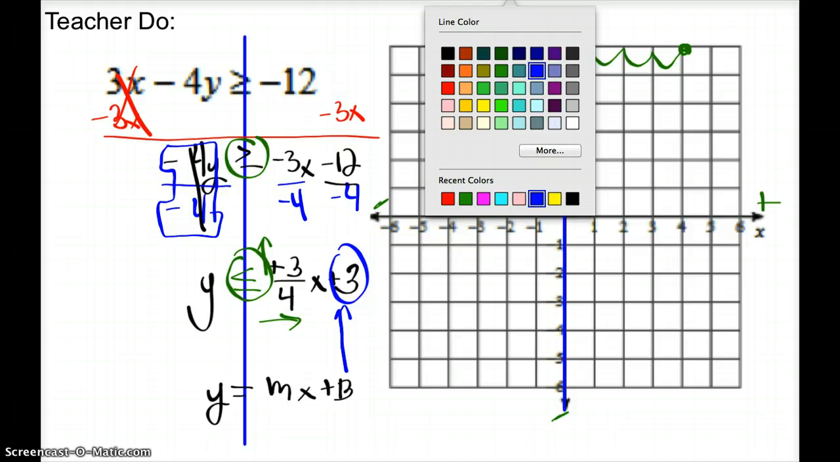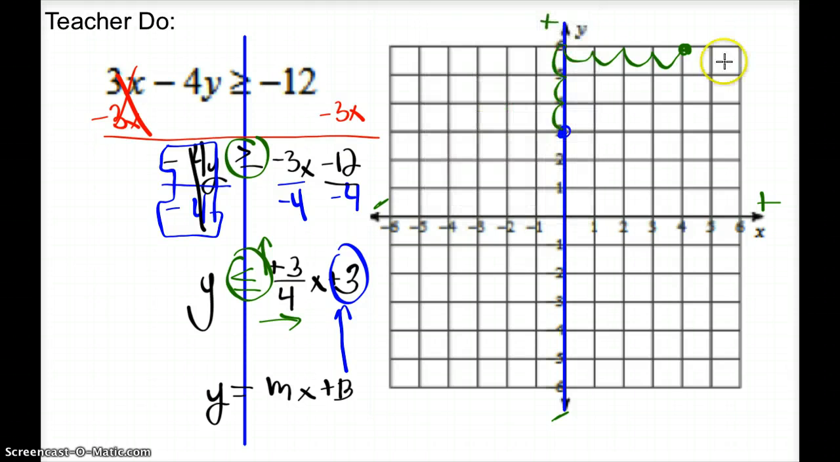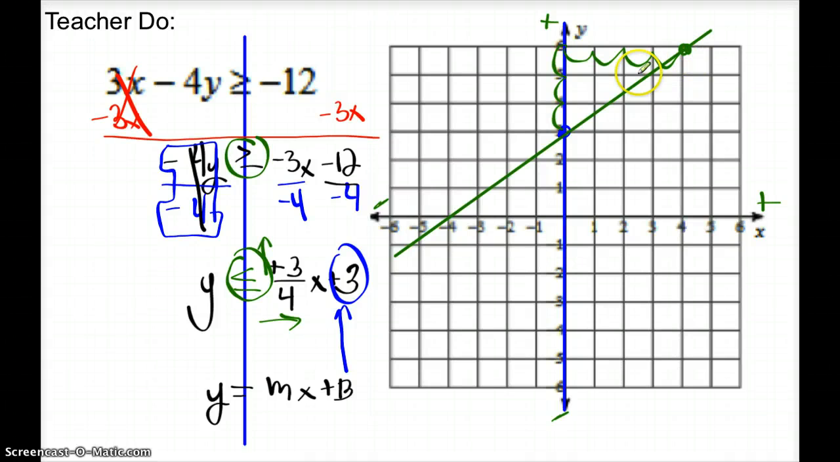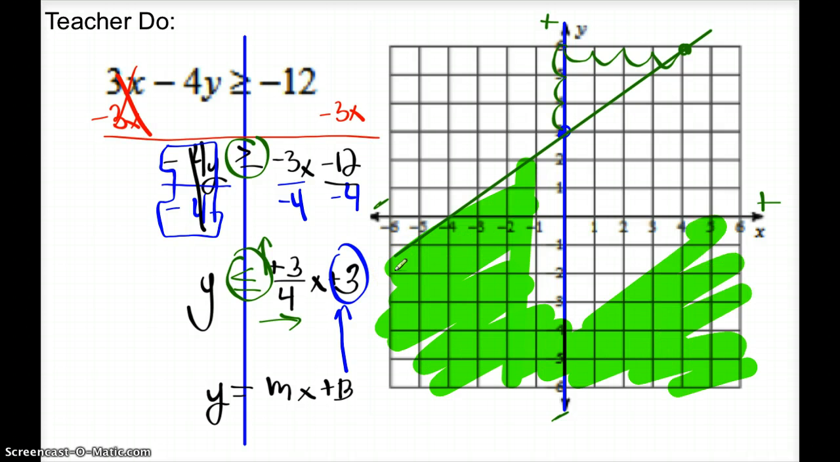Let's change colors just for the sake of it. Solid line. Let's move this so it matches a little better. That looks better. We're going to pick any point on the line, whichever point we'd like. It doesn't really matter, as long as it's on the line. And I'm going to shade down. Shade below the line.